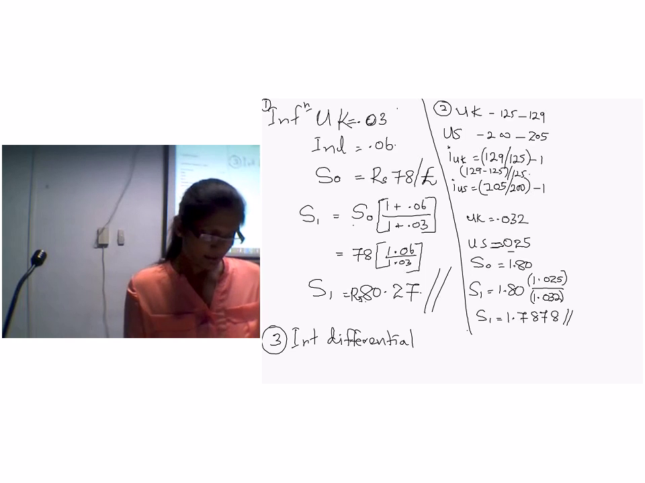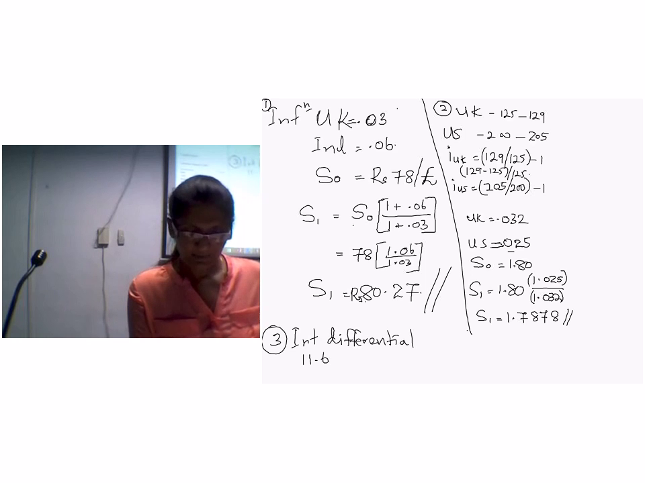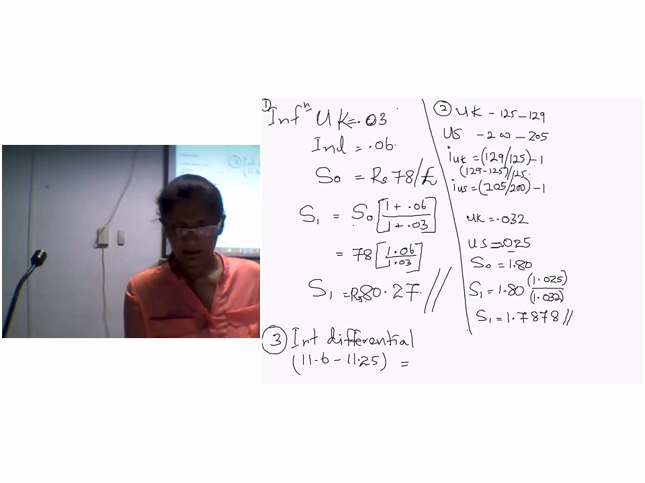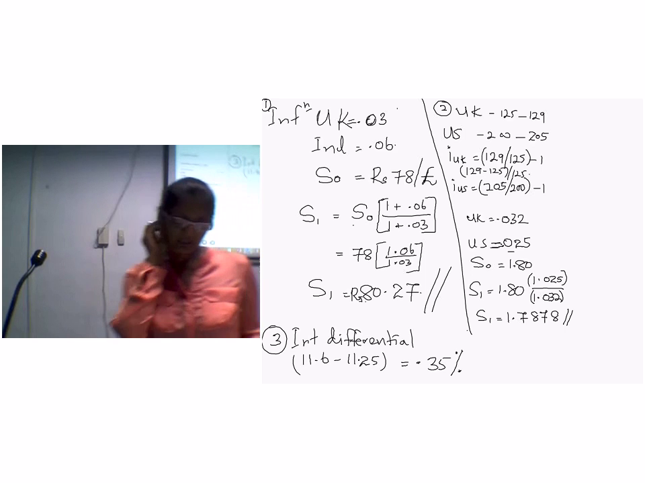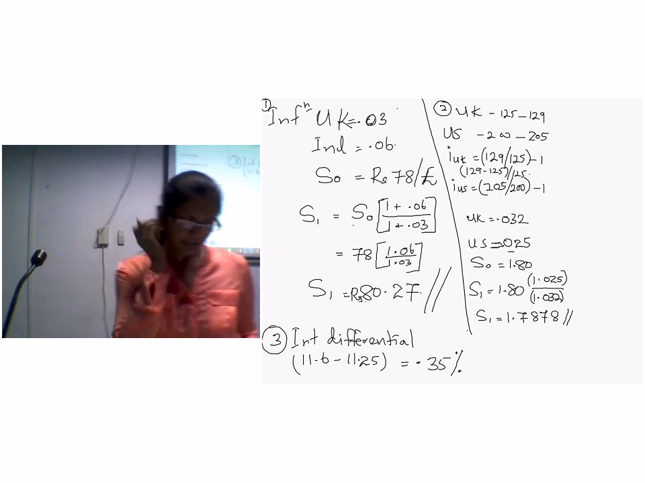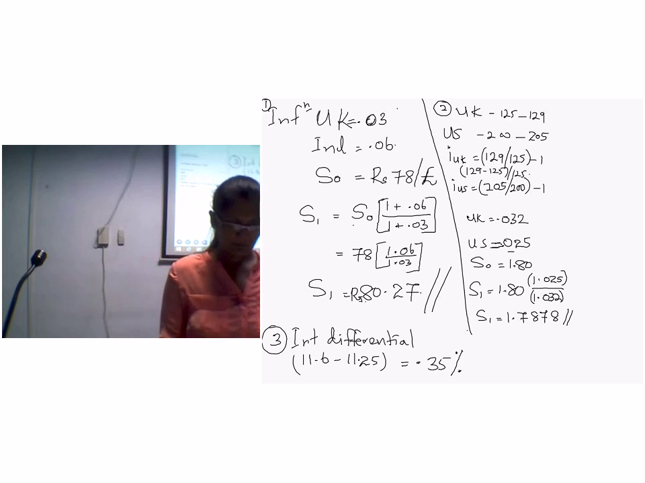We have 11.6 minus 11.25%. What is the answer? It is 0.35%, right? The interest rate differential is 0.35%.